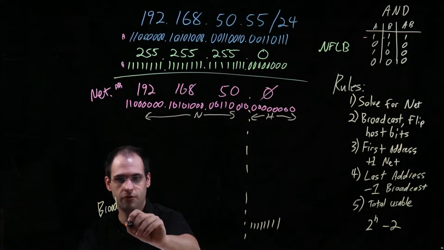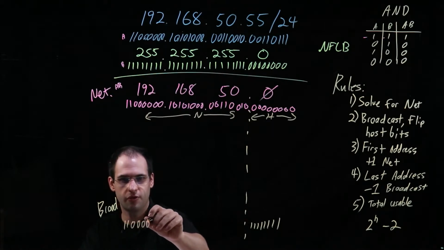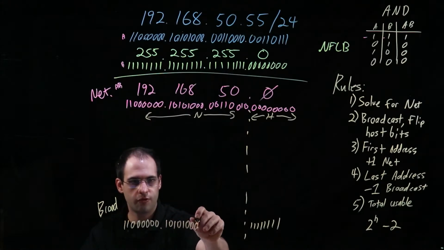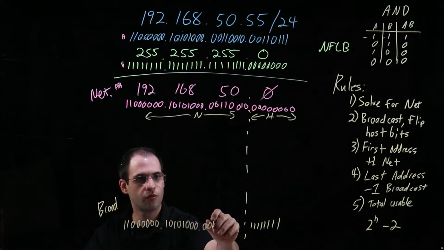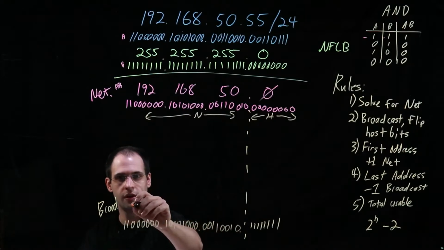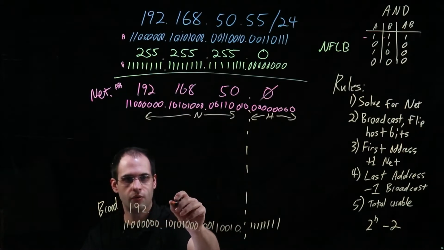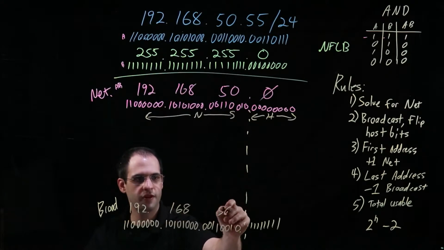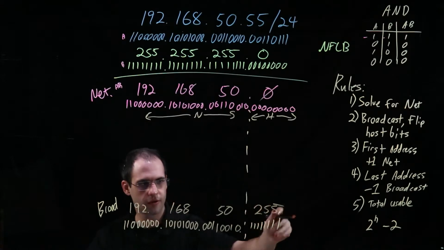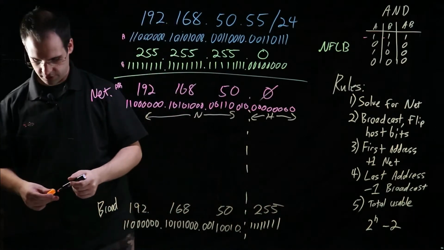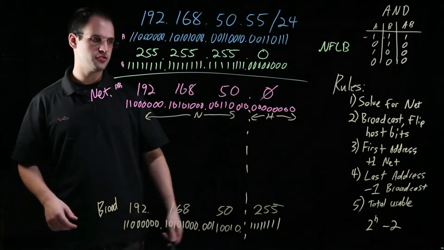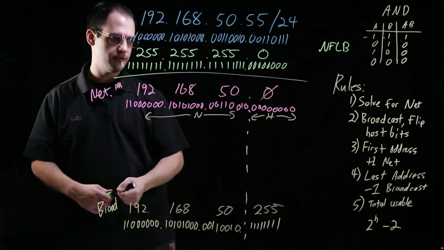All right. So 1, 1, 1, 1, 1, 1, 1, 1, 1, 0, 1, 0, 1, 1, and 0, 0, 1, 1, 0, 0, 1, 0. Okay, so 192, 168, 50, dot, and then all ones is 255. All right, so once again, it's pretty simple at this point for us to find the first address and the last address. The first address is +1 the network.